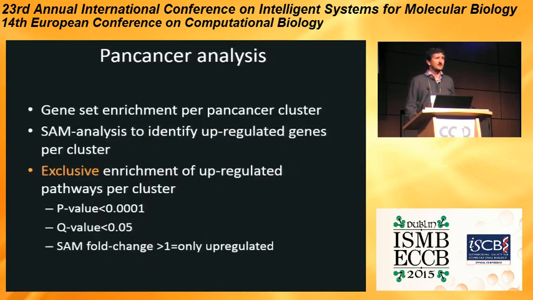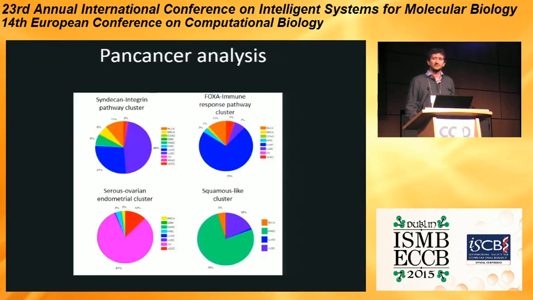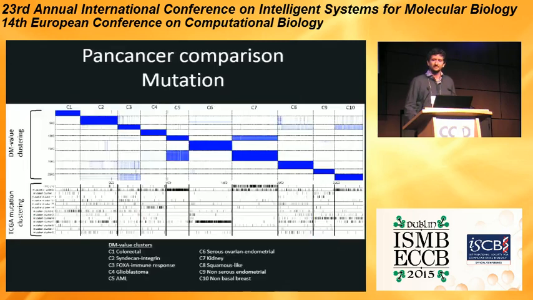And we wanted to understand these clusters better, so we used gene set enrichment analysis to identify which pathways are overrepresented in each of these clusters. For the 2 lung clusters, we identified that lung mix cluster 1 is enriched in the syndecan and integrin pathway, whereas lung mix cluster 2 is enriched in the FOXA immune response pathway. The second cluster especially was very interesting because I have to stress that we only used exclusive enrichment. So these are pathways that are exclusively enriched in one cluster versus all the rest.